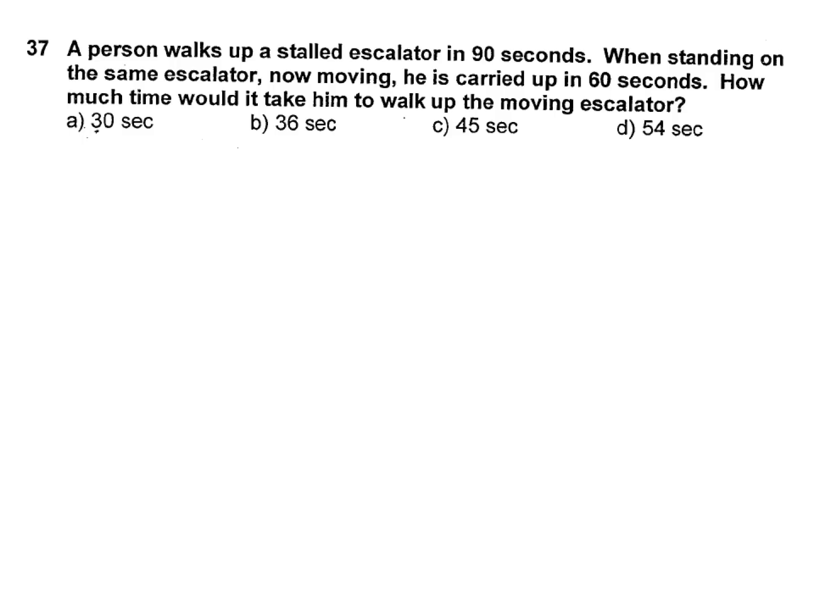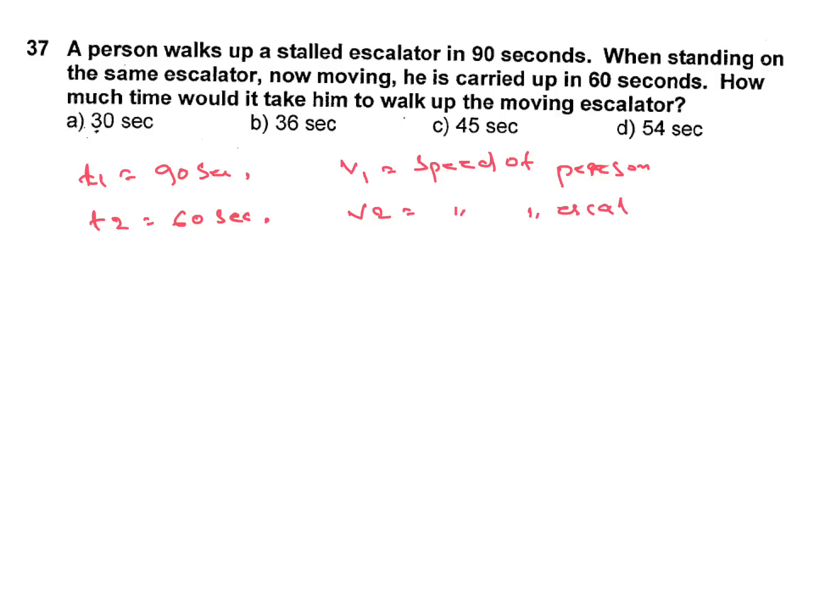A person walks up a stalled escalator in 90 seconds. When standing on the same escalator, now moving, he is carried up in 60 seconds. How much time would it take him to walk up the moving escalator? Let T1 be the time to walk up the stalled escalator, 90 seconds, and T2 the time with the escalator moving, 60 seconds. Let V1 be the speed of the person and V2 the speed of the escalator. And S is the distance.